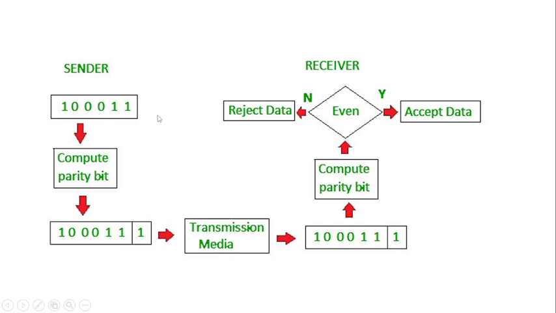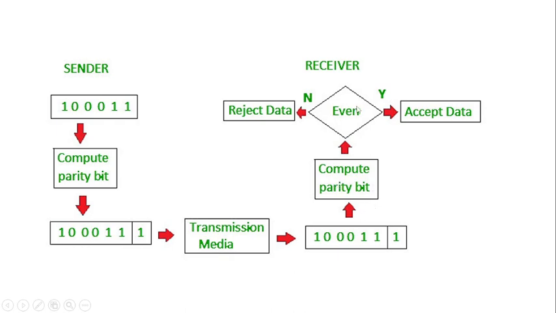3 is an odd number, so I am going to compute the parity bit and add an extra bit with the data, and this extra bit is known as the parity bit. Since 3 is an odd number, I am adding 1 here. After 1 is added as the parity bit, I transmit the data to the receiver. The receiver is going to see whether the number of ones is even or odd. Now after adding 1, you can see 1, 2, 3 as well as 4. There are 4 ones present in the data received by the receiver.